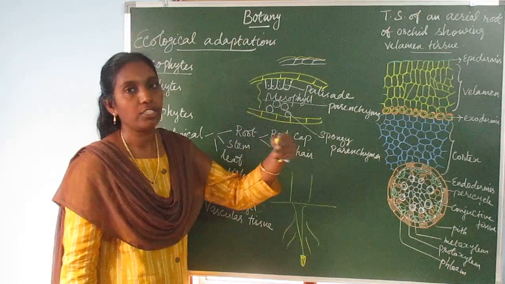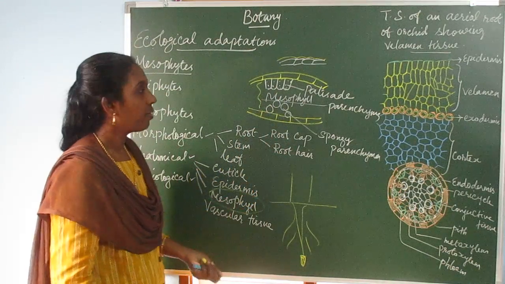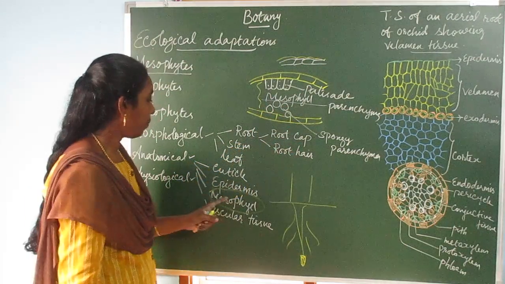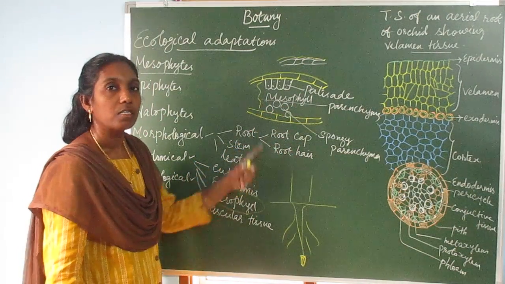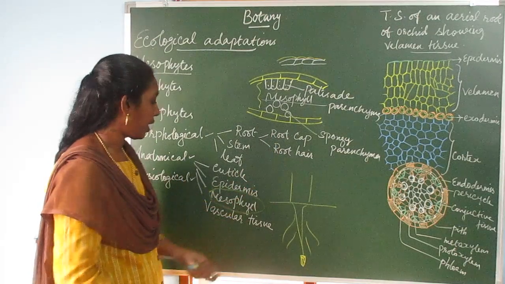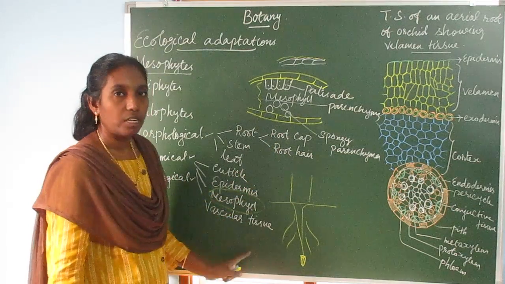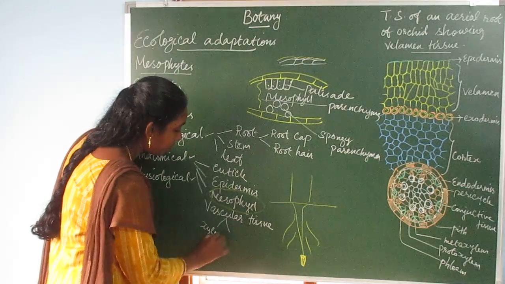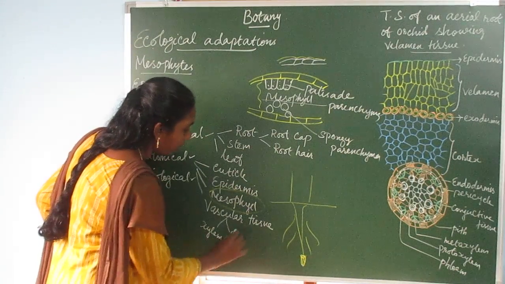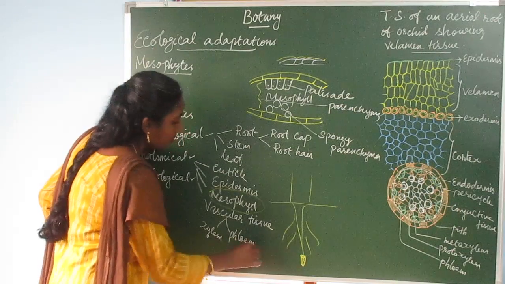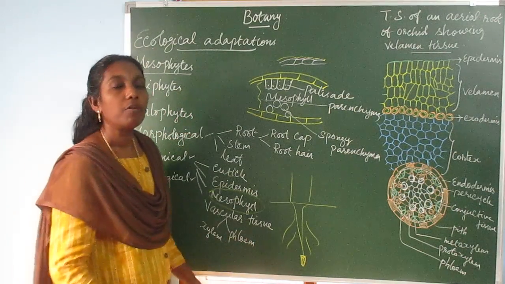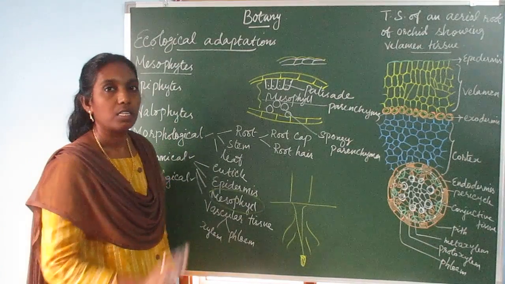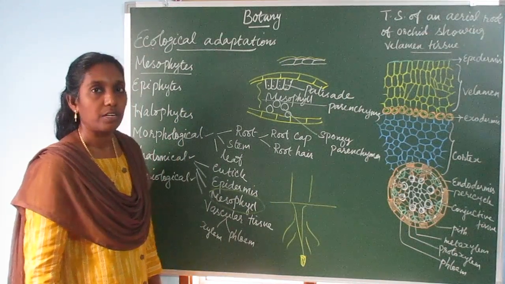So it is differentiated. Dorsiventral leaf is differentiated into palisade and spongy parenchyma. So under mesophyll, palisade parenchyma as well as spongy parenchyma is present. Then vascular tissue which includes xylem and phloem. Xylem and phloem are well developed in mesophytes. So these are the anatomical differences observed in mesophytes.